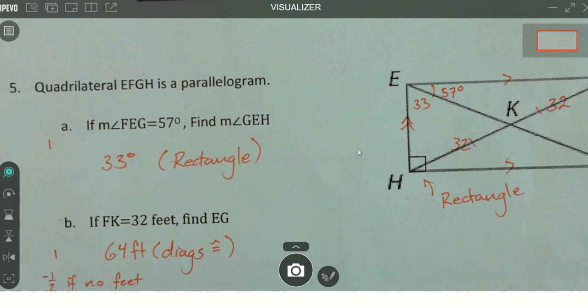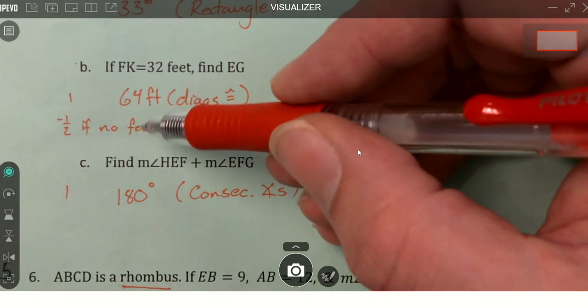If I know that's 57 and that together these two angles add up to 90, the only other option is 33. It has to be, and I'm using the fact it's a rectangle. Okay, for this one, I'm a monster.